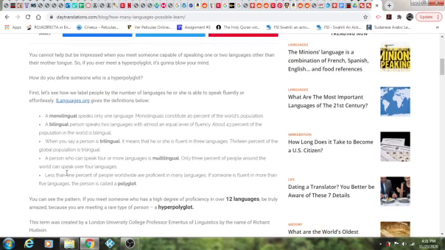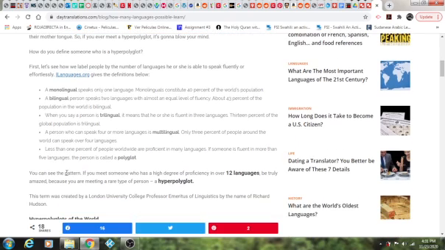And then we have polyglots who can speak 6 to 12 languages, and they account for less than 1% of people. And then an even more elite group, so to speak, are the hyperpolyglots who can speak over 12 languages.